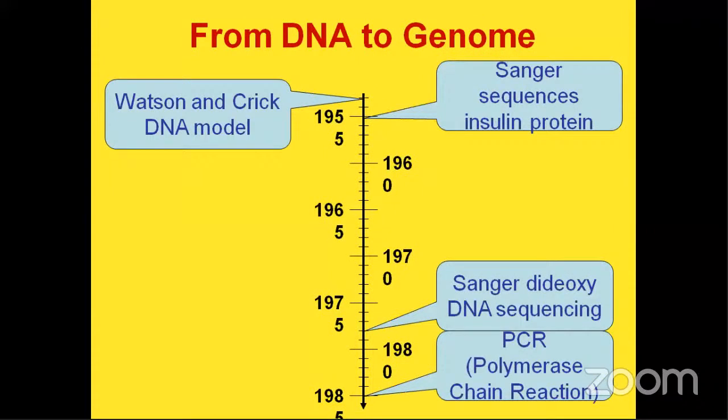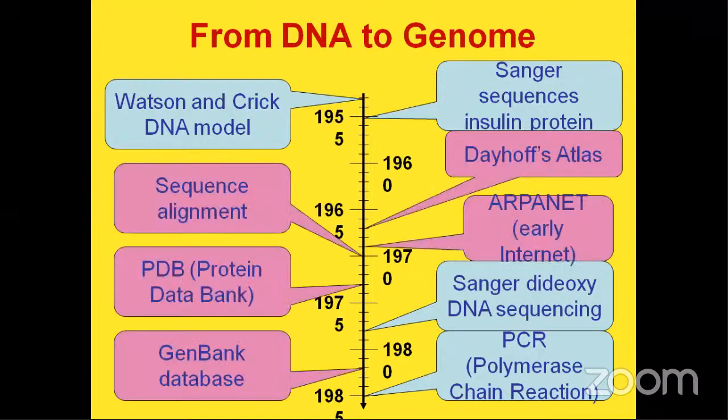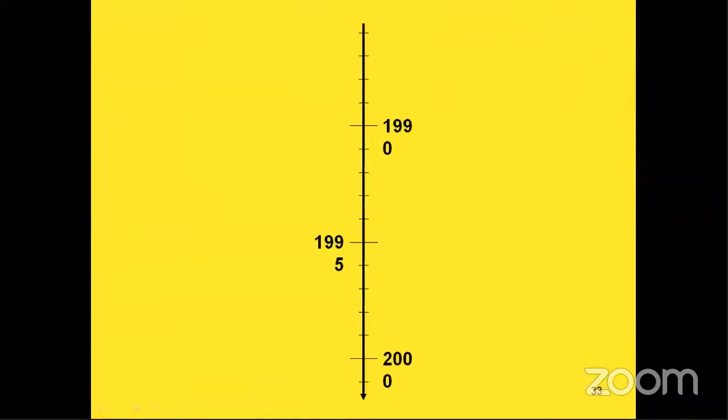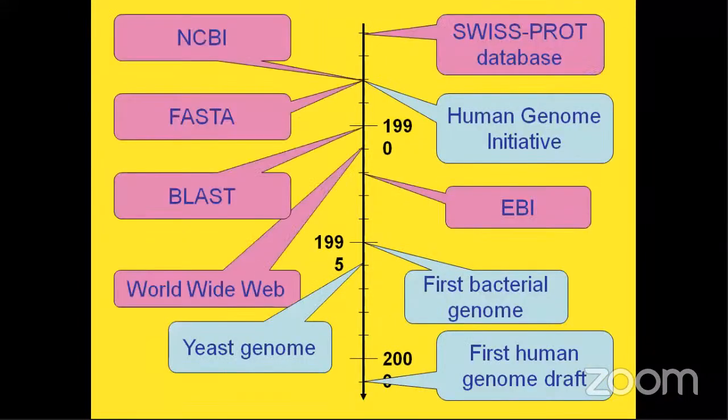This is the time frame of identification of a genomic sequence. Then we can perform sequence alignment. We can use the Protein Data Bank, which stores the structures. We can use GenBank, which stores the sequences. And these are the different other tools.